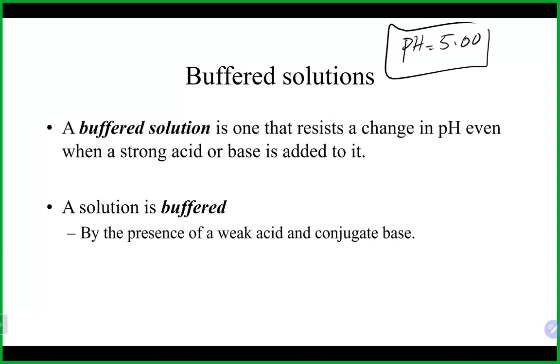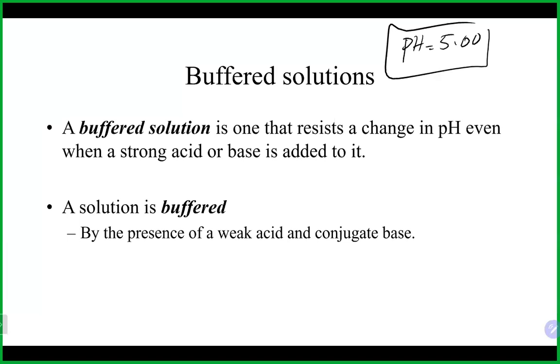We wouldn't expect the pH to go from 5 to like a pH of 1, a really big drop in pH. It will move a little bit. So maybe it'll go from 5 and you add some acid, and maybe it goes to 4.9 or something like that, but a very small change down, not a really big change.